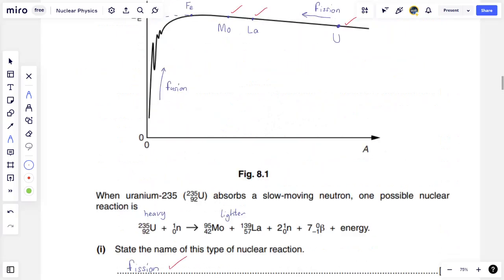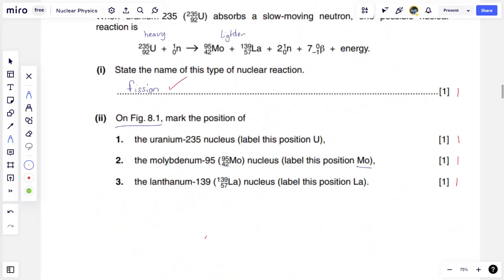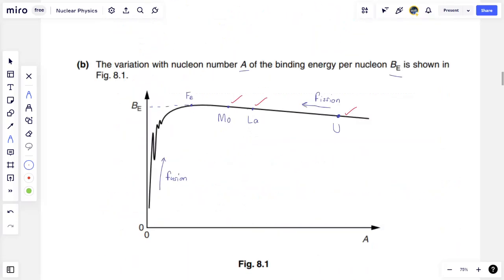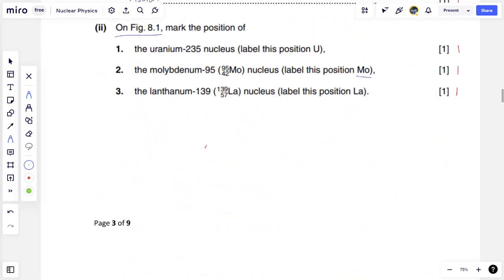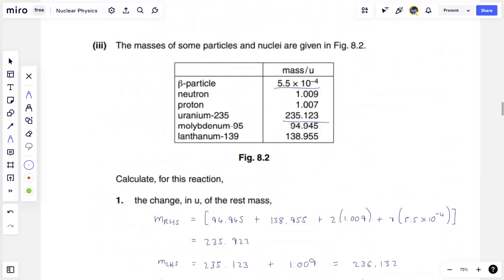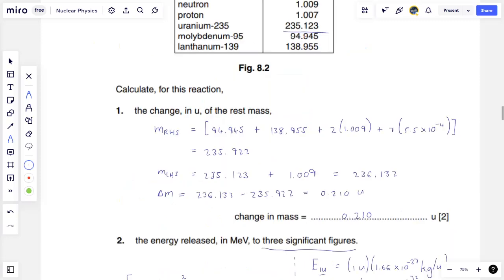And so you save some time for more difficult problems if you understand this graph, what it means, and how to go about analyzing or synthesizing the information from that graph. The next question gave us the masses of these particles and asked us to find the change in rest mass in atomic mass units U. And so finding the atomic mass of the right-hand side scores you 1.